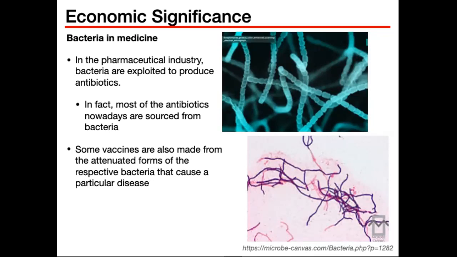Example of vaccines that have been used this way are those against cholera, tetanus, typhoid fever, and diphtheria. All of these were made from attenuated or weakened forms of these organisms to prepare our immune system to fight these diseases.